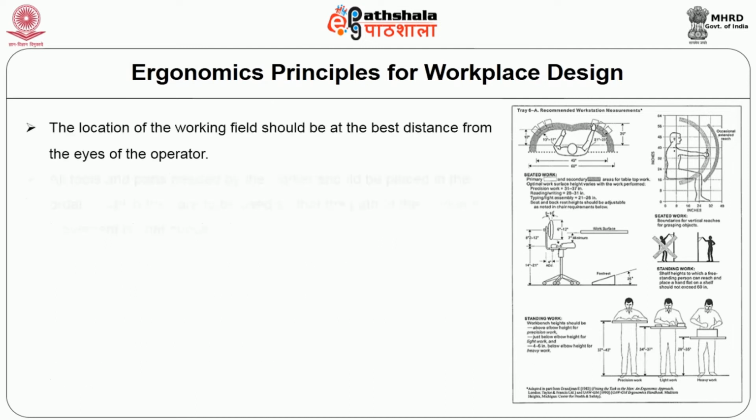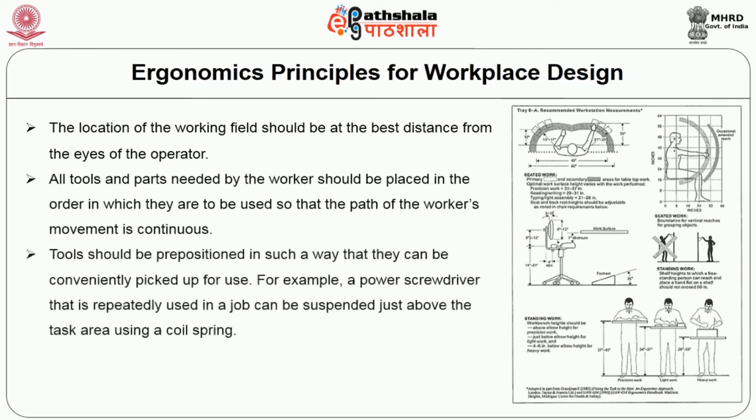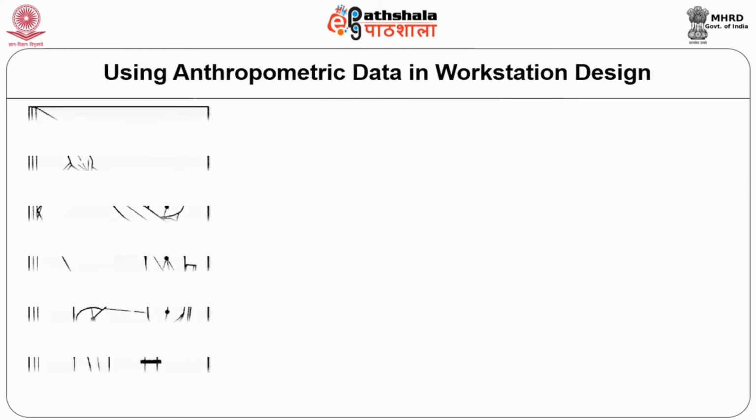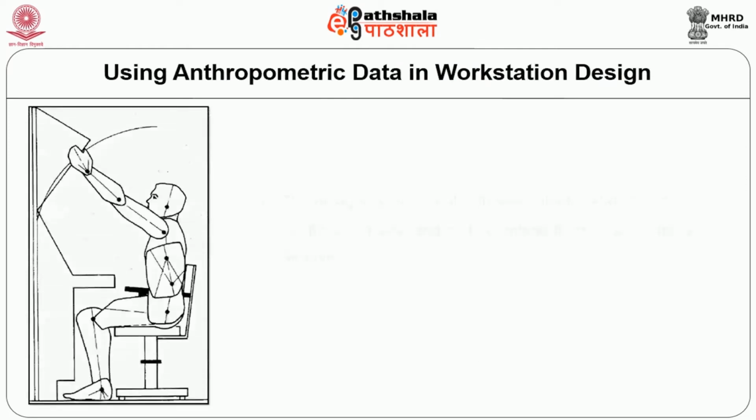The location of the working field should also be at the best distance from the eyes of the operator. Tools should be pre-positioned in such a way that they will be conveniently picked up for use. For example, a power screwdriver that is repeatedly used in any job can be suspended just above the task area using a coil spring. All tools and parts should be placed within the comfortable reaching distance. Here we go with a picture which indicates this very clearly.